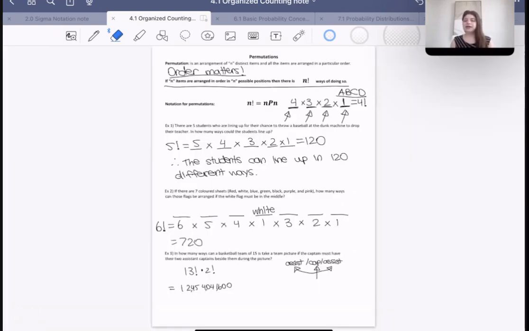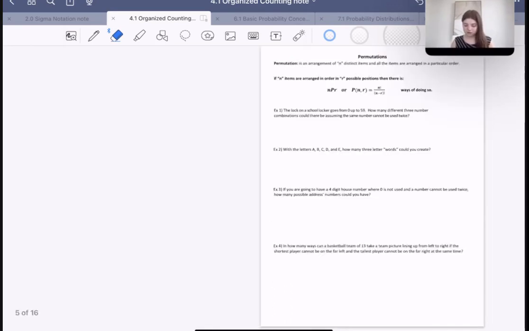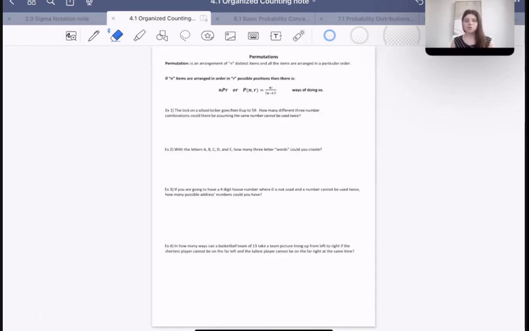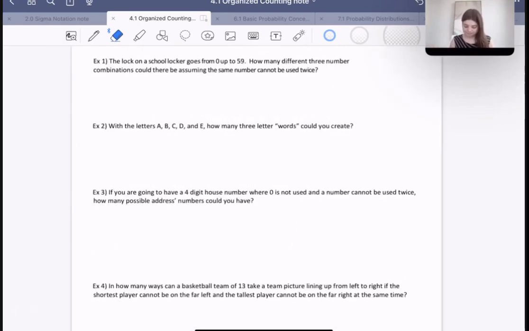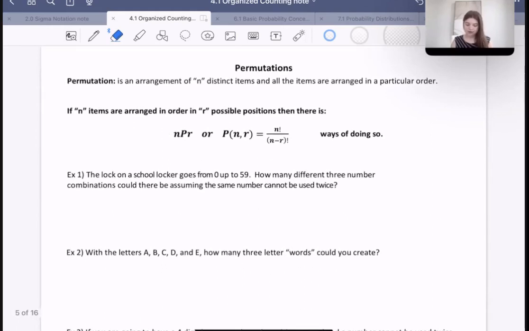So, if you haven't watched that lesson, or if you're unfamiliar, if you were confused, make sure that you get that sorted out before we move on to this next one, because you're going to need what we learned last time in order to be successful with this lesson today. Okay. So let's talk about permutations.